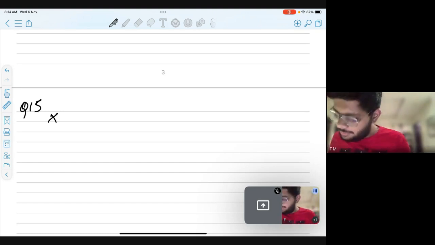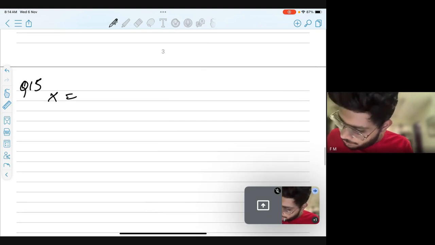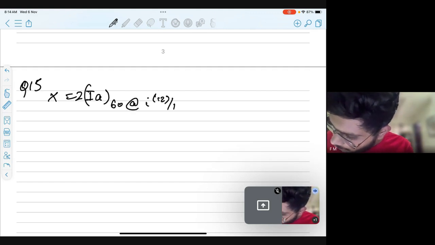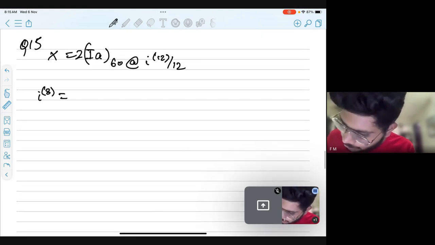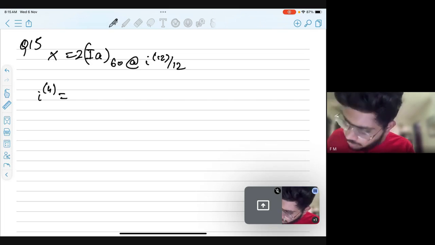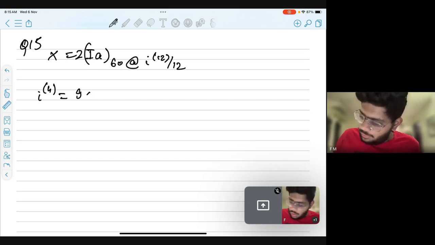This is a very simple question. It is 2 (Ia) 60 at i(12) by 12. i(4) is equal to 9%.